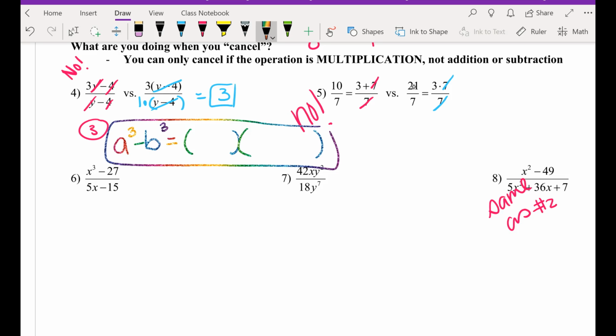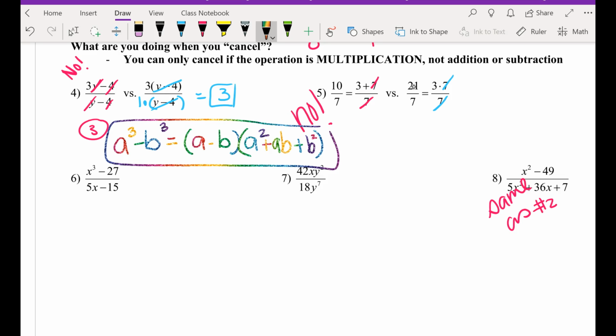Who remembers sum and difference of 2 cubes? What's the formula, and only the formula? The formula for the difference is a minus b, and then it's a squared plus ab plus b squared.